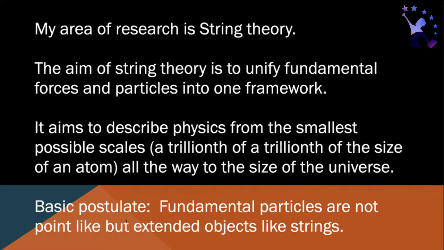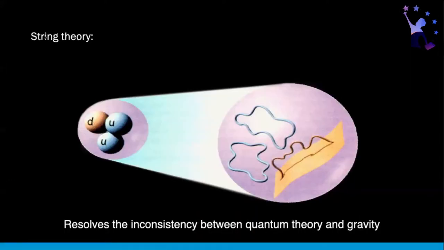And the basic idea is simple. It simply suggests that the fundamental particles are actually not point-like, but extended objects, rather like strings or membranes. So in string theory, we replace particles like quarks and we view them as extended one-dimensional objects, and perhaps higher-dimensional objects, called strings. It turns out doing this resolves an inconsistency between quantum theory, which we know describes the microscopic physics, with Einstein's theory of gravity.